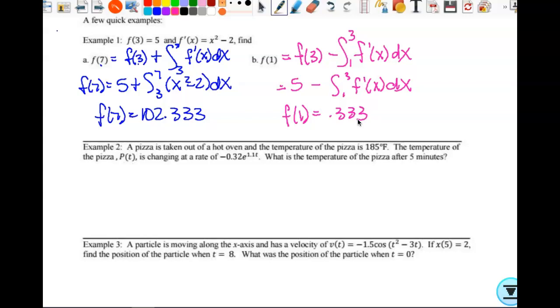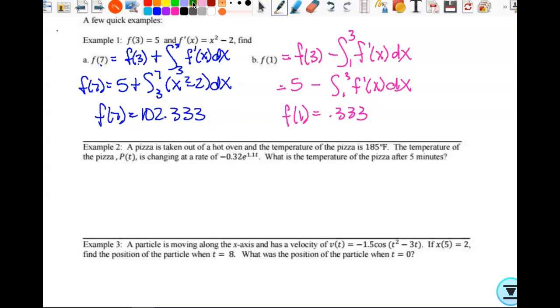All right, so let's look at example 2. A pizza is taken out of a hot oven and the temperature of the pizza is 180 degrees Fahrenheit. The temperature of the pizza, P of T, is changing at a rate given in the problem. What is the temperature of the pizza after 5 minutes?